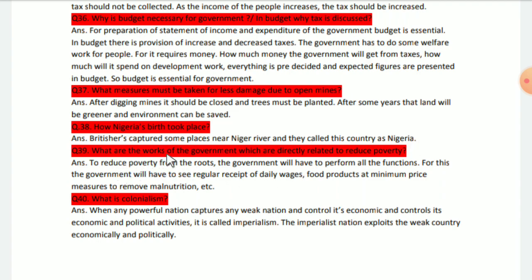What are the works of the government which are directly related to reducing poverty? To reduce poverty from the roots, the government will have to perform all the functions. For this, the government will have to see regular receipt of daily wages, food products at minimum price, measures to remove malnutrition, etc. What is colonialism? When any powerful nation captures any weak nation and controls its economic and political activities, it is called imperialism, and the imperialist nation exploits the weak country economically and politically.